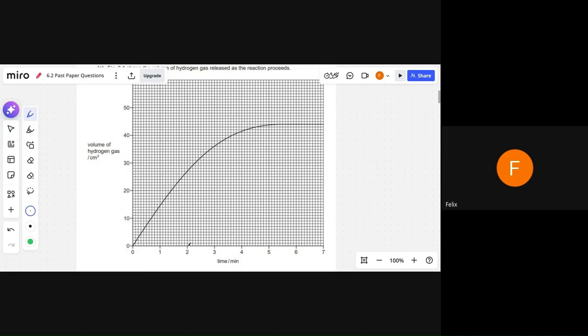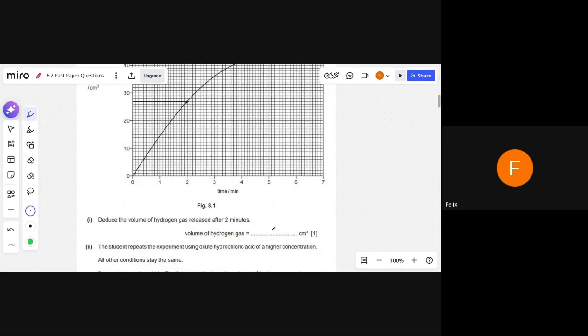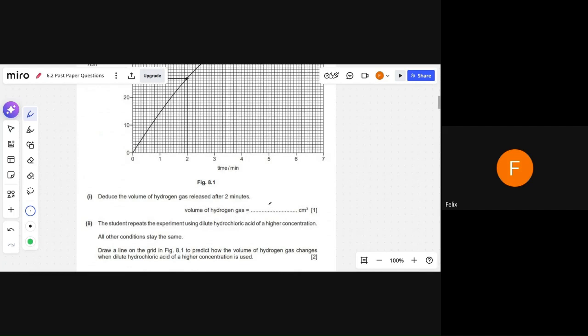So here, I draw a line like this, right? And I go all the way to this side. So this is the volume of hydrogen gas at 2 minutes, right? We reduce the volume of gas released after 2 minutes. So this is 27 centimeters cubed. So the answer is 27 centimeters cubed.